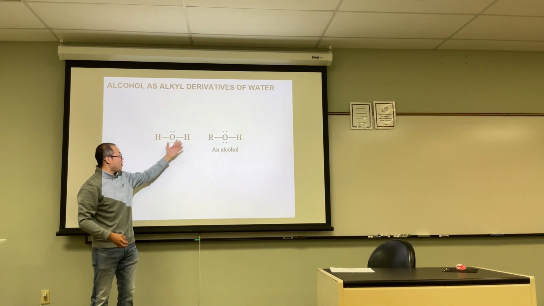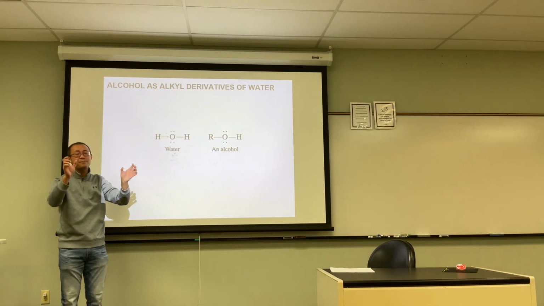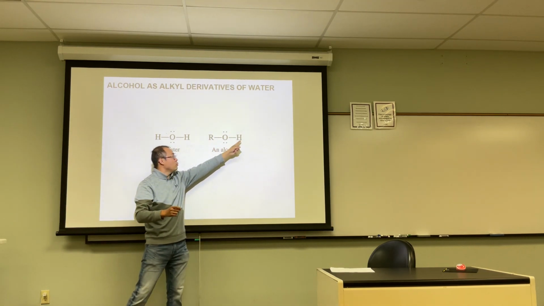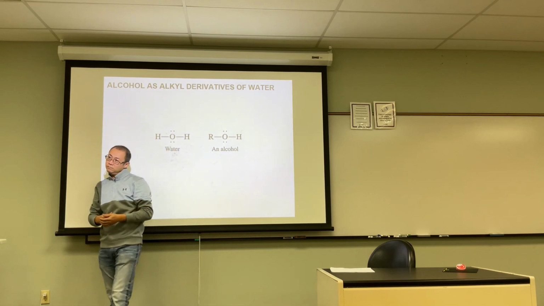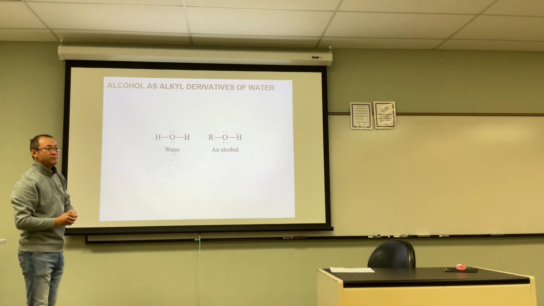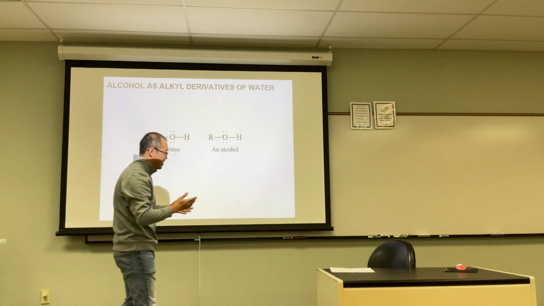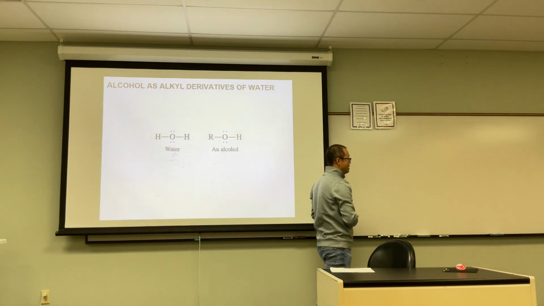So you can see that this is water, this is alcohol. They're basically the same thing, except water has two hydrogens. Alcohol has what? A carbon and a hydrogen on the oxygen. This is another view of alcohol. They are basically water-derived molecules.